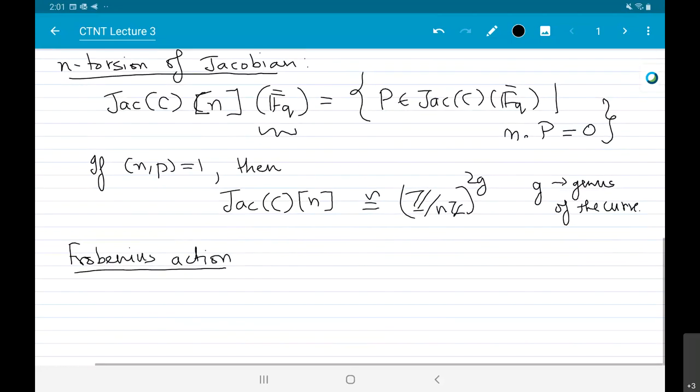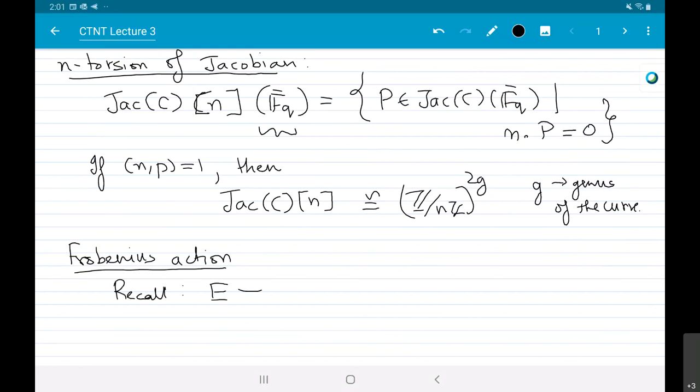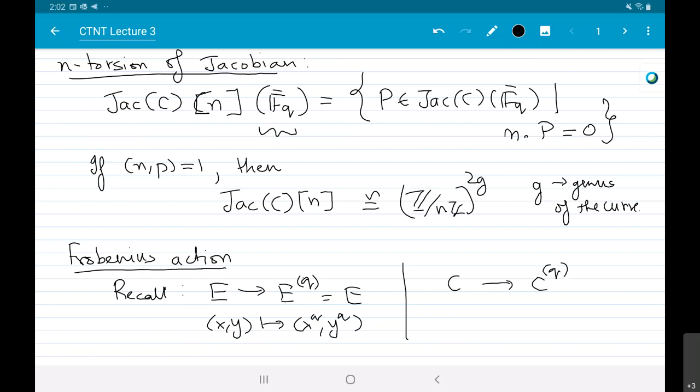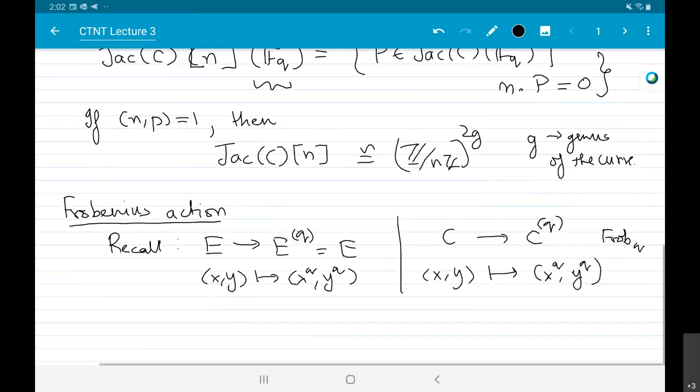Now, if you're over a finite field, a field of characteristic P, then just as in the elliptic curve case, recall that we had the action of Frobenius on an elliptic curve. We said that if E was defined over FQ, then E^(Q) would be equal to E, and you would have the map (x,y) maps to (x^q, y^q). You can do the same thing with a general curve. You take C defined over FQ, and map (x,y) to (x^q, y^q). This is Frob Q. Of course, you can also define Frob P. This is assuming C is a plane curve.